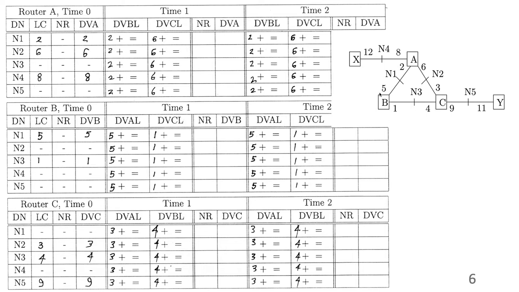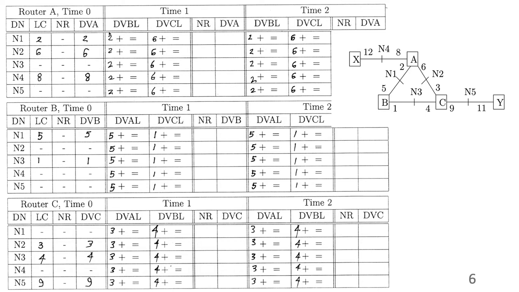B to N1 is 5. B to N3 is 1, shown here. And B doesn't know how to get to N2, N4, and N5 when B is powered on. Similarly, C can connect to N2, N3, N5 at a cost of 3, 4, and 9. And so these distance vectors are just copied over. So this is the distance vector to A at time 0, and A doesn't know how to get to these networks. Something else that can be written into this table now are all the link costs.